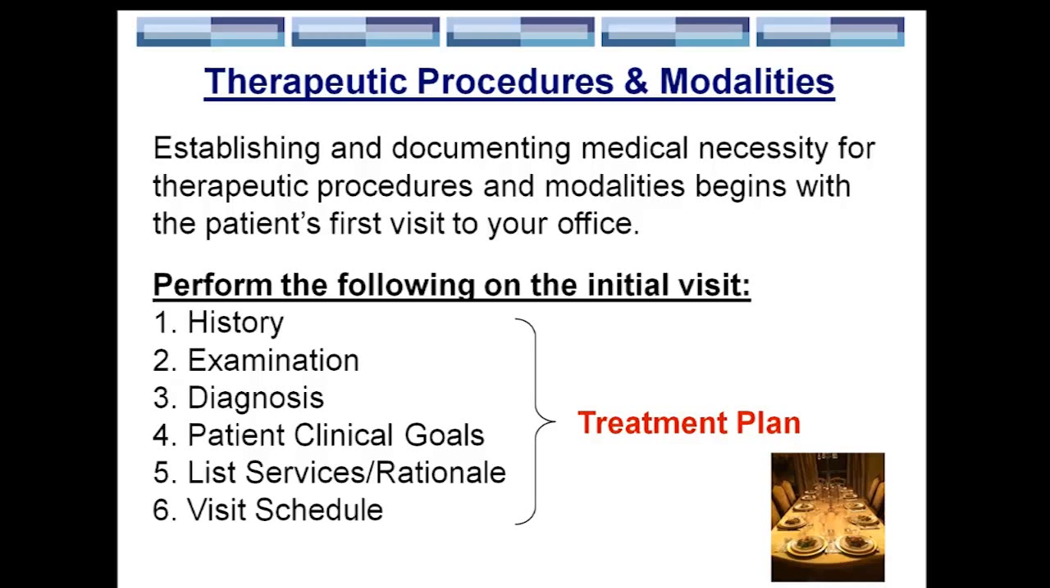Now, some of you may be saying, well, I bill 99202. Well, you only need 6 exam findings. You may be billing 99201. I don't recommend it, but you may be billing 99201. That requires 1 to 5 findings.